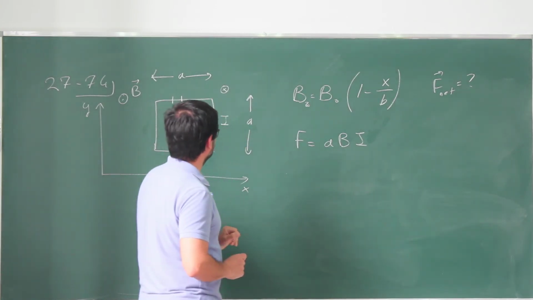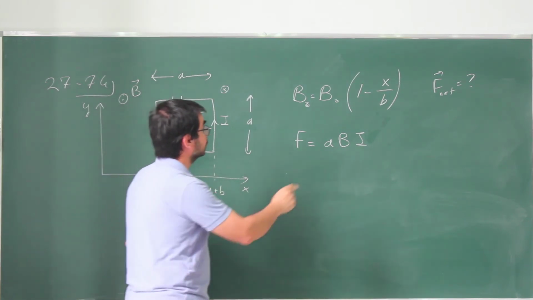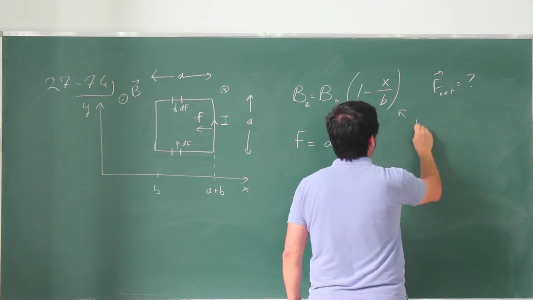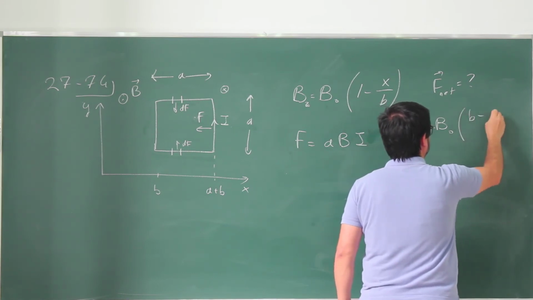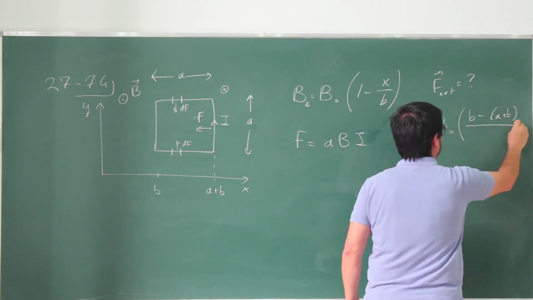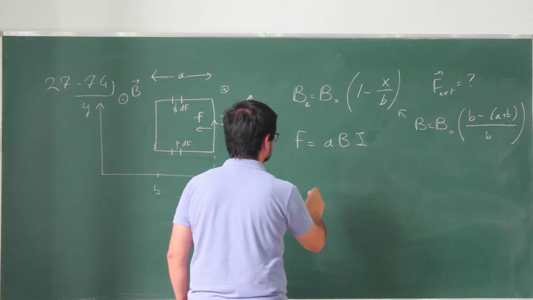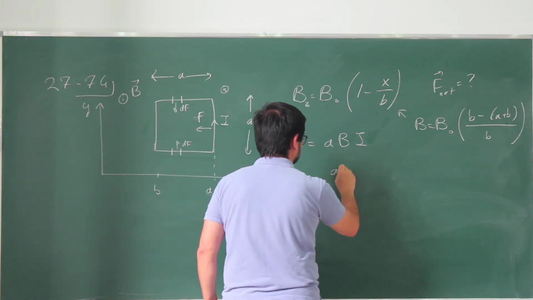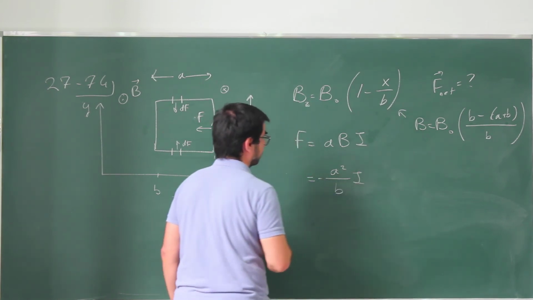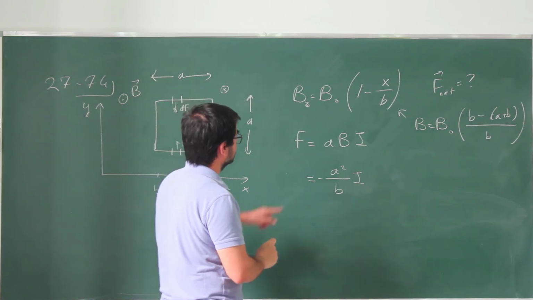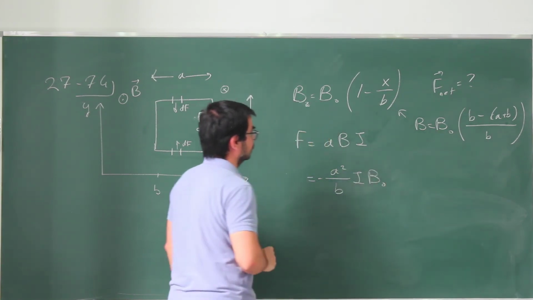To finalize, I also need to calculate an expression for B, and this is happening at x equals a plus b. So if I substitute that over there, then my B is going to be just B naught times b minus a plus b over b. This is just minus a, and we have b in the denominator, so this is going to be minus a squared over b times I. There's an a coming from here, there's an a coming from here, and times B naught. That's coming from over here.